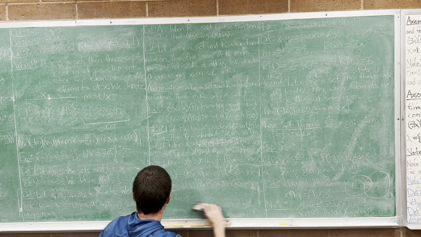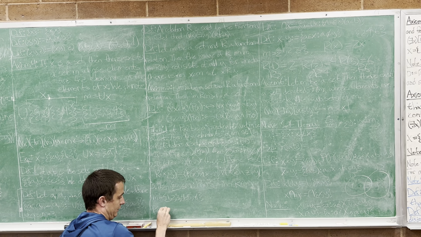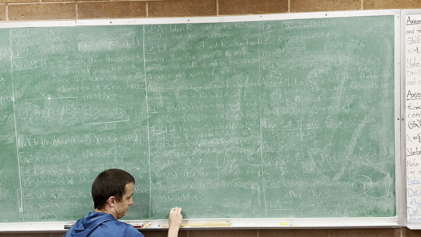M is 1, 2, 3, 4, 5, 6. We'll make P of X be that X is prime. Okay.